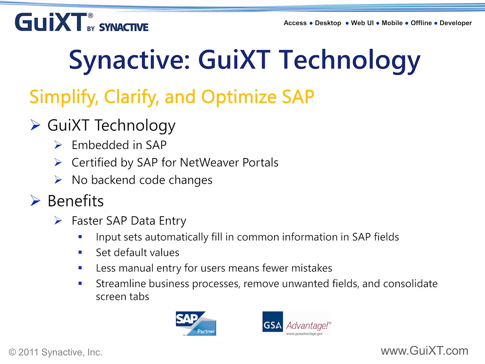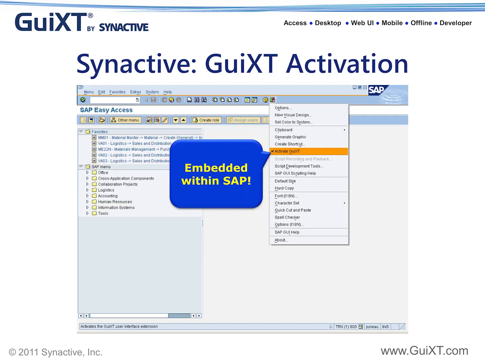Because GuiXT works across all the SAP modules, and because it resides at the presentation layer, all of your security and authorizations remain intact. Having GuiXT technology means you can simplify and speed up all your SAP transactions with one solution. Create fast data entry and fewer screens across your entire SAP system, including CRM, SCM, SRM, and PLM components.